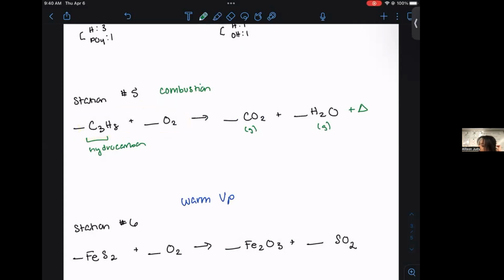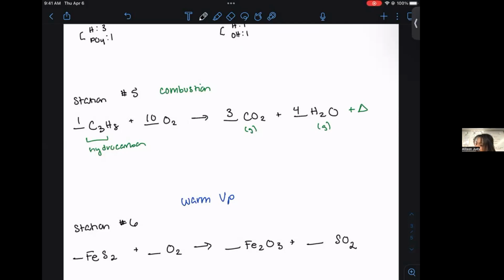So for balancing, can anyone tell me what the coefficients they got were before we balance, like before I show you the process? Min? Yeah, just the numbers, just list them off for me. 1, 10, 3, and 4. Okay, let's see if that's right.